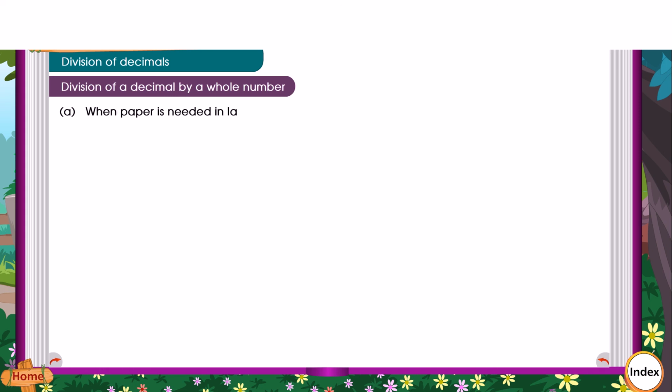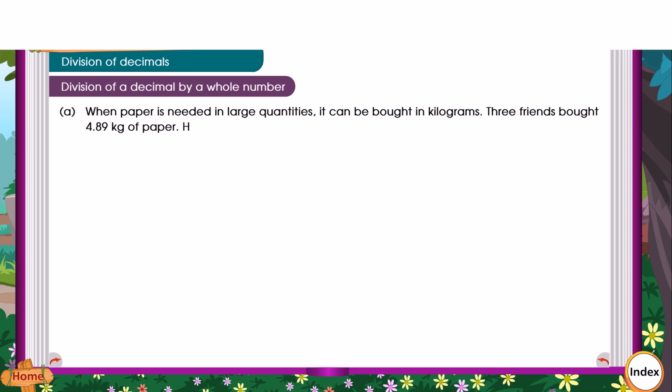Division of decimals. Division of a decimal by a whole number. A. When paper is needed in large quantities, it can be bought in kilograms. 3 friends bought 4.89 kg of paper. How did they share it among themselves? 4.89 divided by 3 is equal to how much?